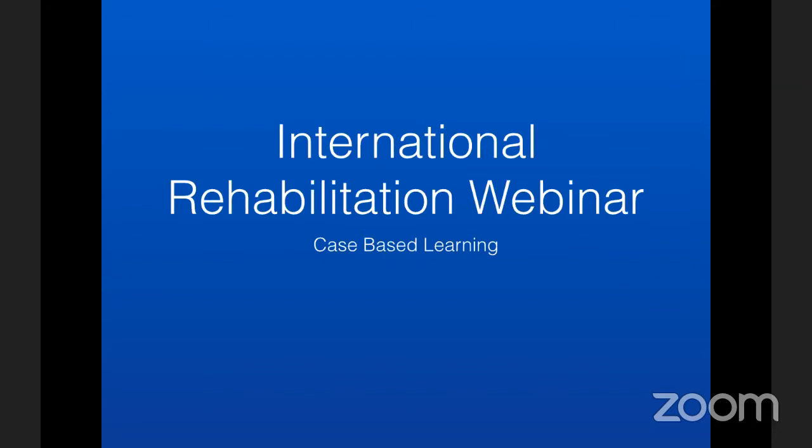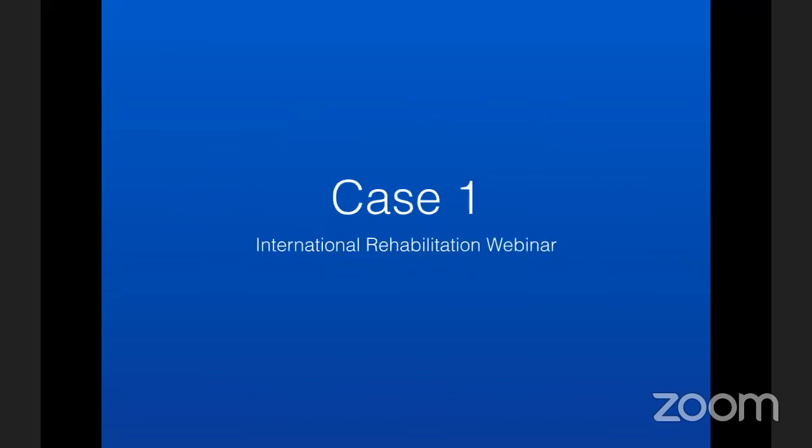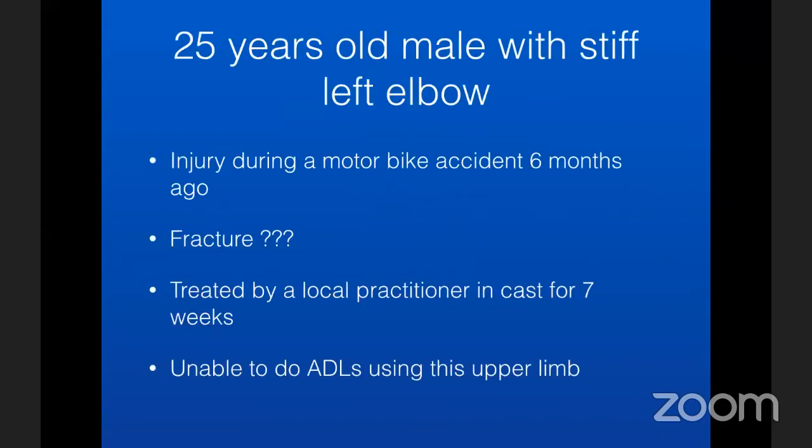Yeah, so the next case is going to be an elbow case. He's a 25-year-old male who presented to us with a stiff left elbow, sustaining an injury about 6 months back in a motorbike accident. There is a doubtful history of whether there was a fracture. The patient doesn't carry a record. He says he was treated in a cast for 7 weeks by a local practitioner. Now he's not able to do the activities of daily living with this limb because of his stiffness.